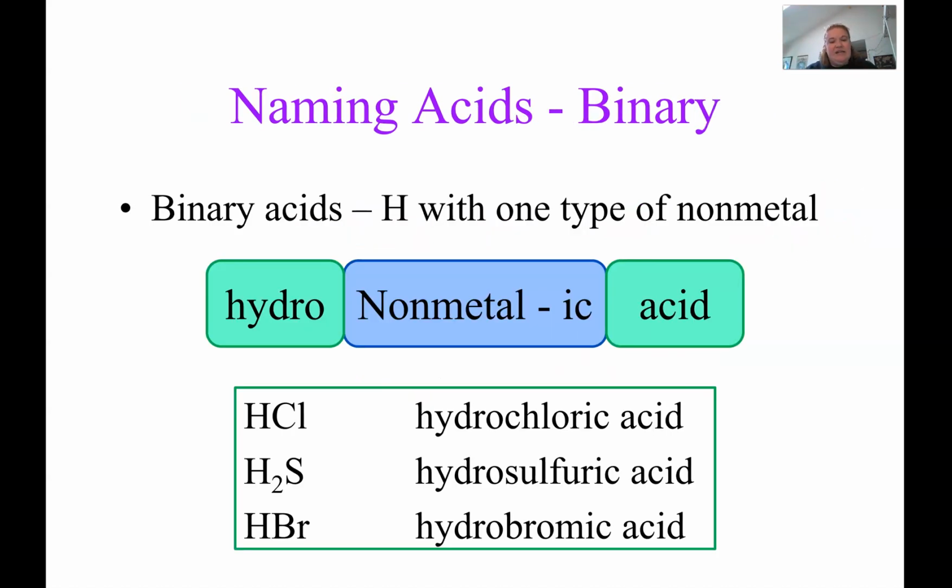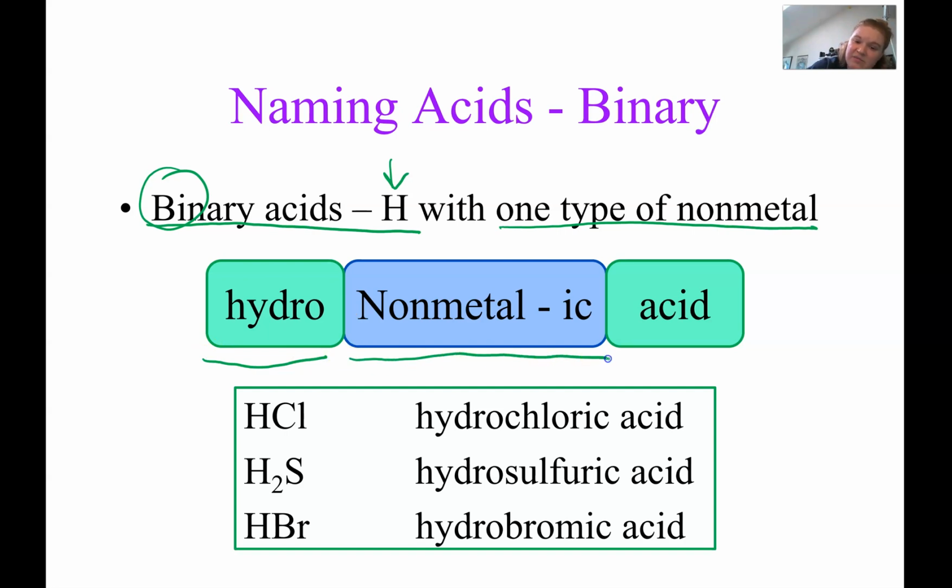All right, last naming category are the acids. And we do have 2 types of acids. We have binary acids and oxyacids. So binary acids are called binary because it's a hydrogen and then one other type of nonmetal. So it just contains 2 elements, hydrogen and then some other nonmetal. The way we name these, hydro, the name of the nonmetal, but we change the ending of it to "ic," and then the word acid.